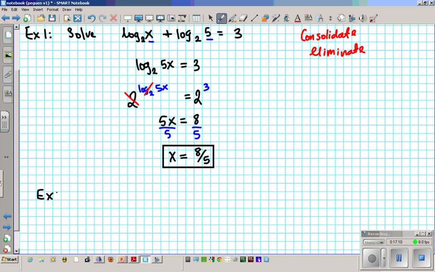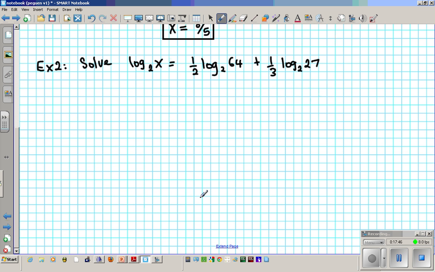Example 2. Solve log base 2 of x equals 1/2 of log base 2 of 64 plus 1/3 of log base 2 of 27. Okay? Alright, write it down. This is what we're going to do next.